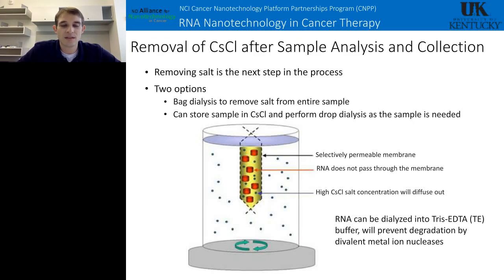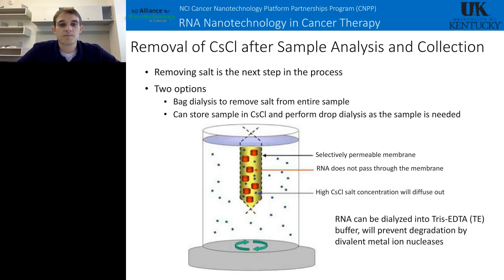And then now you need to remove the cesium chloride from your sample, because for us, salt concentration definitely affects the assembly process and the yield of assembly for our nanoparticles. So there's two options you can do. If you want to remove the cesium chloride from all of your sample at once, you can do bag dialysis, and you can dialyze your RNA into a TRIS-EDTA buffer. So TRIS-EDTA is a good buffer to store your sample in, because like I mentioned earlier, it chelates any divalent metal ions that promote the cleavage of the RNA by nucleases.